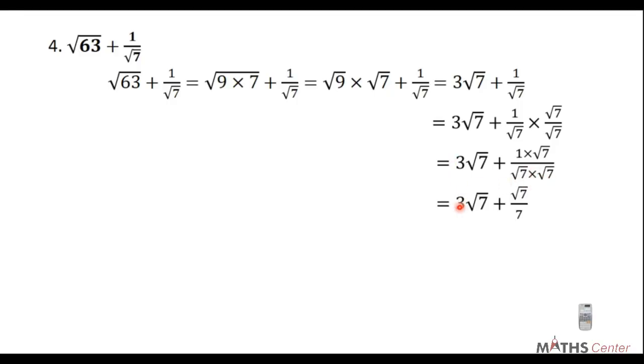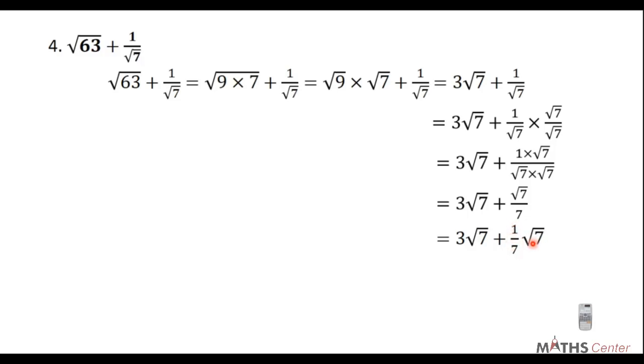You know that 1 times square root of 7 will give us square root of 7, divided by square root of 7 times square root of 7, which will give us 7. Now you can see this is the same as 3 root 7 plus 1 over 7 square root of 7, so 1 over 7 times square root of 7. Remember, nothing has changed here because this square root of 7 is also over 1, so we are going to have 1 times square root of 7 over 7 times 1, which will give us 1 over 7 square root of 7.